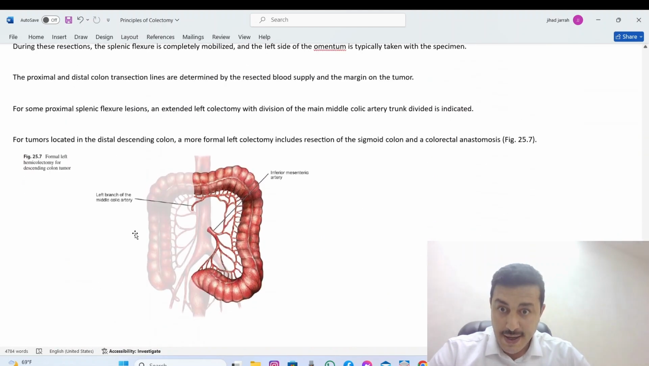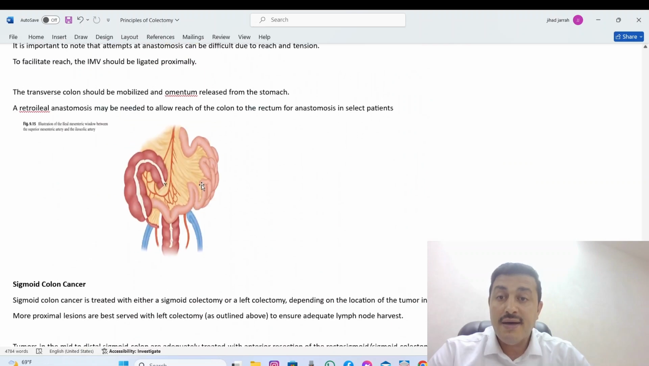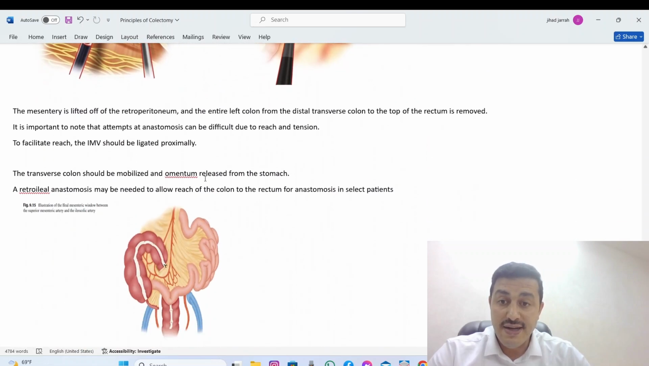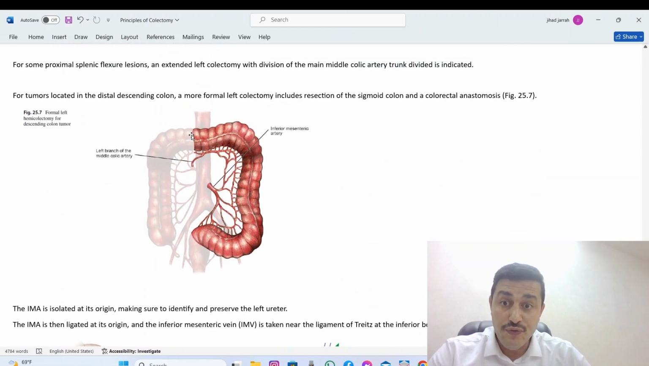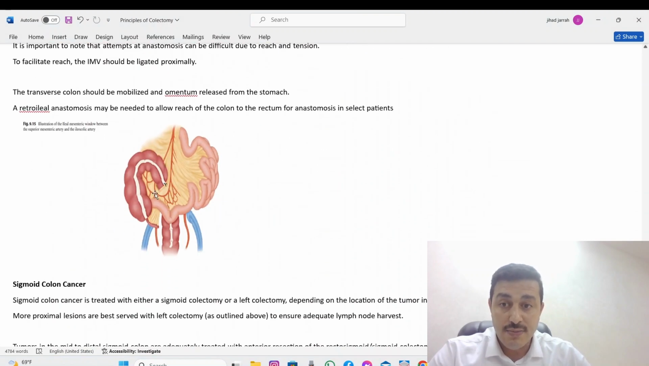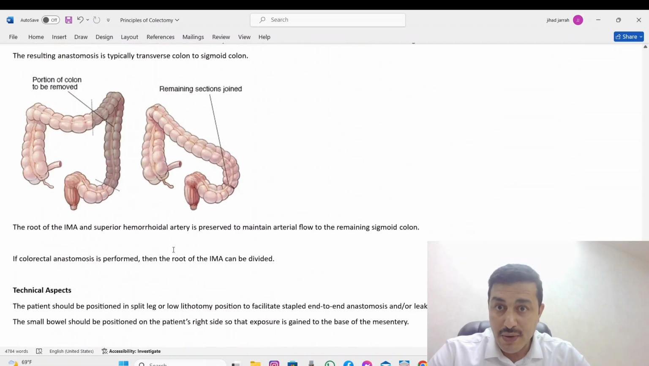Okay, what else? In formal left hemicolectomy, the colorectal anastomosis is performed endoscopically and an air leak test should be performed. Sometimes, when we remove all this part, bringing the transverse or proximal transverse to the rectum is difficult, so we do a retroileal anastomosis. It's a window between the ileocolic and the right colic artery. A window in the mesentery is opened and we bring the transverse colon retroileally to reach the rectum.